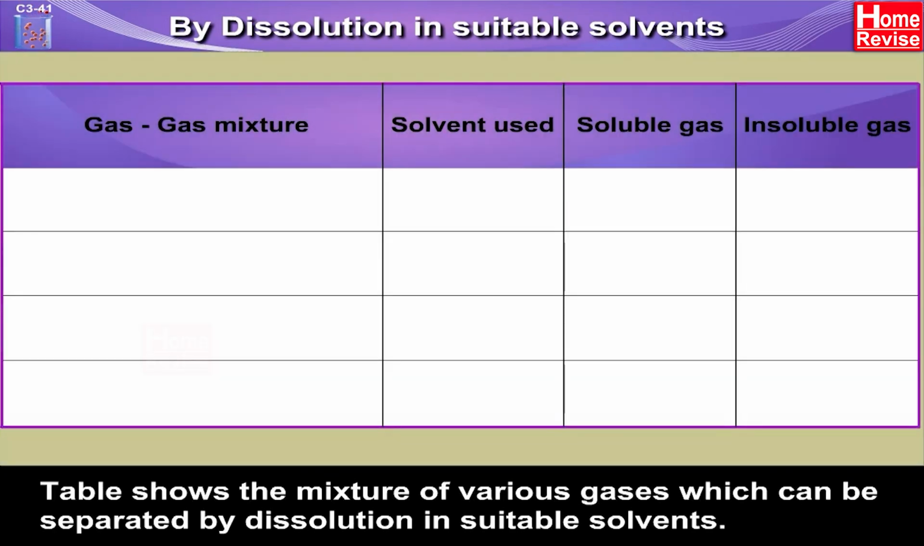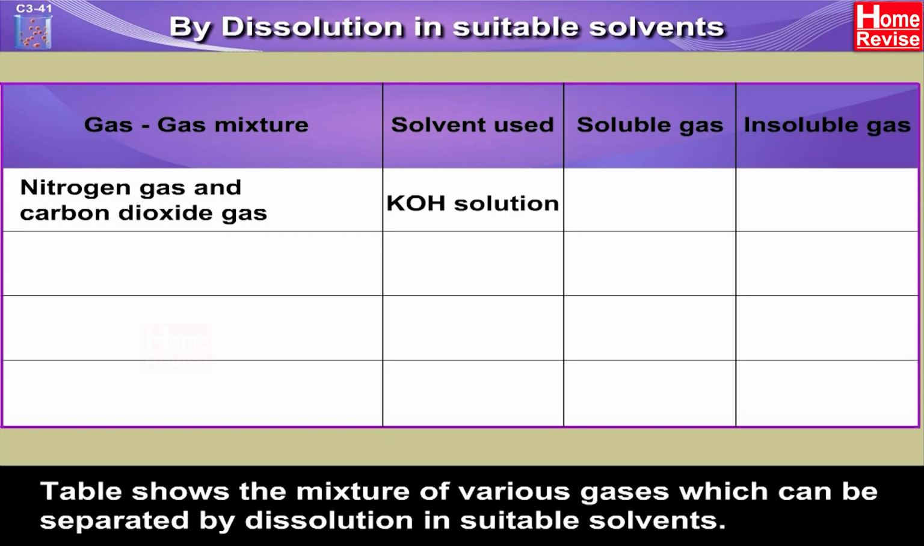The table here shows the mixture of various gases which can be separated by dissolution in suitable solvents. In the gas mixture of nitrogen gas and carbon dioxide gas, solvent used is potassium hydroxide solution. Soluble gas, carbon dioxide, and the insoluble gas is nitrogen gas.